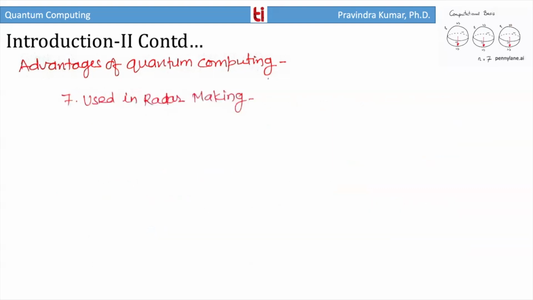Another advantage is use in radar making. In future, quantum computers will be used to monitor and control the functionality of a large number of radar devices that are currently installed in all modern airplanes. Radar missiles can also be made with the help of quantum computing. This technique can be used to make radar weapons more accurate.